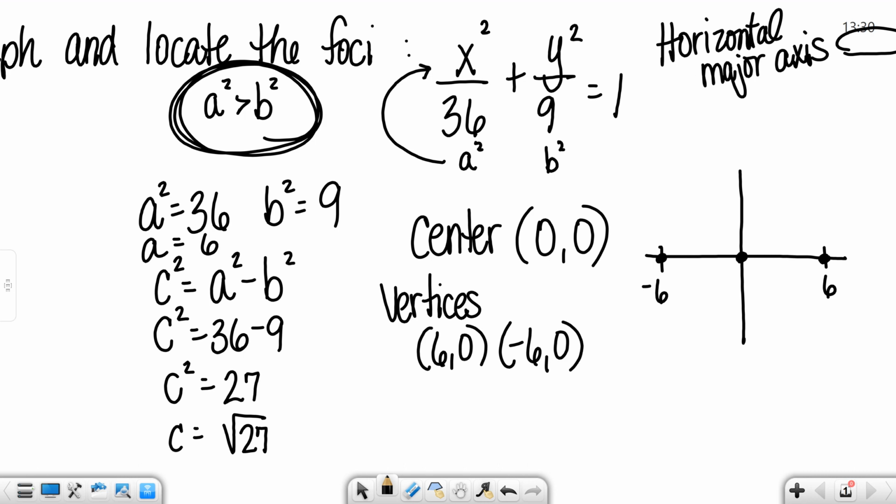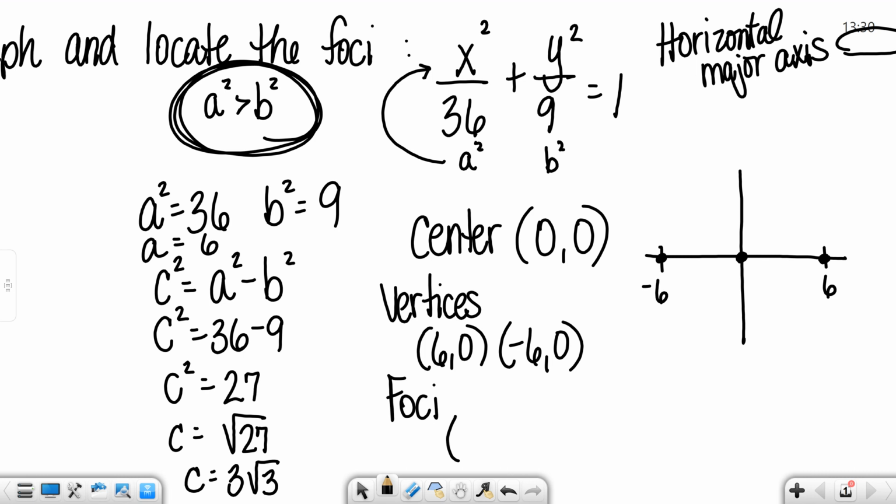All right? The foci are on this major axis. So my foci are somewhere between 0 and 6 and 0 and negative 6. Well, that c value tells me where they are. Now, I don't know what the square root of 27 is, but let's simplify it. It's 3 times the square root of 3, which is some number smaller than 6. I'm not going to stress over exactly where that's located.